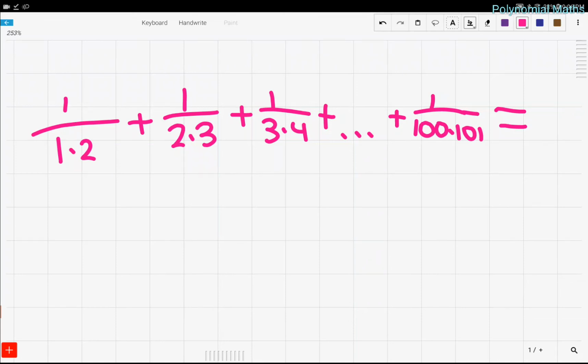So right here we have a weird sum. Although you can see the pattern right here, we don't exactly know how to do this. Now let's just start by multiplying this out and seeing what we'll get.